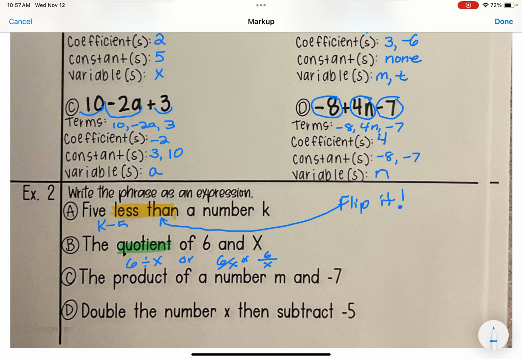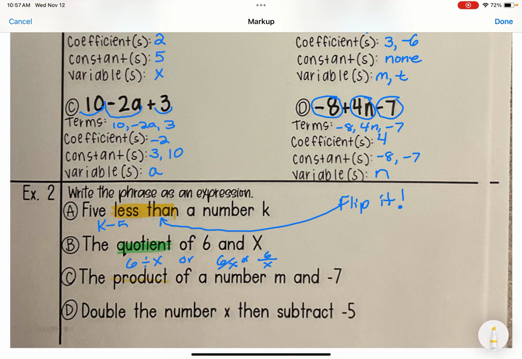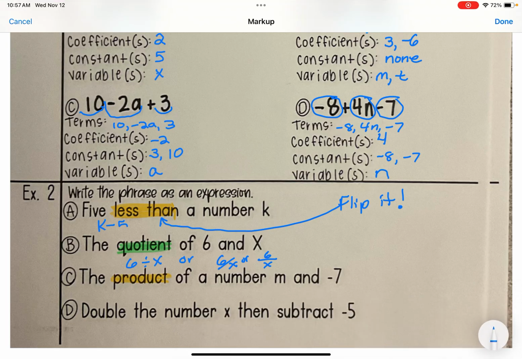Quotient means division. The next one we have, let's get my highlighter again. We'll go back to yellow. The word I see here is product. The product of a number m and -7. Well, if you look on your vocabulary card, the product is a multiplication word. Okay, so when I see the product, it means I'm going to be multiplying. The product of a number m and 7.